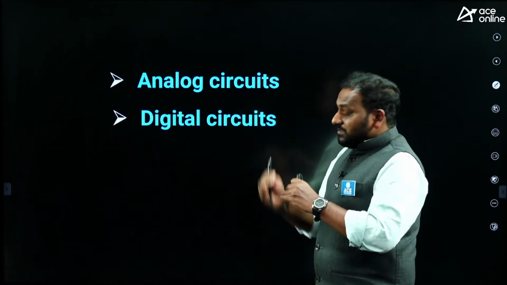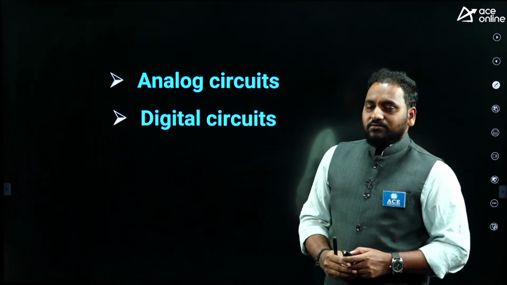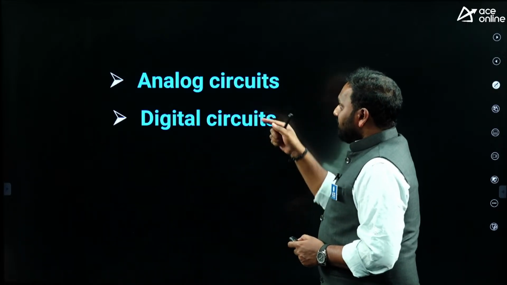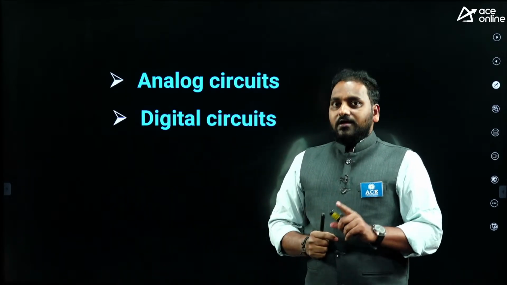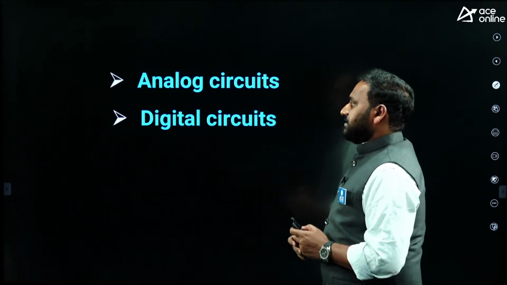Even if in some of the papers the weightage is a little less in digital electronics as compared to analog, you should give equal priority. So basic electronics, analog circuits, and digital electronics altogether, you can expect 12 to 15 marks, right guys?